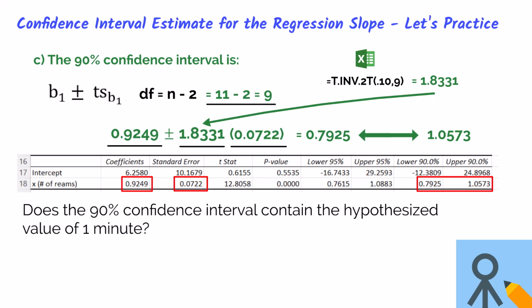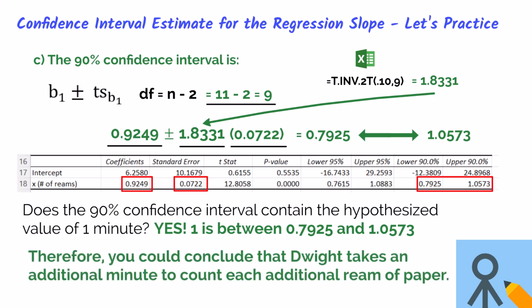Okay, so let's interpret the results. Does the 90% confidence interval estimate contain the hypothesized value of 1 minute? Yes, 1 is between 0.7925 and 1.0573. Therefore, you could conclude that Dwight takes an additional minute to count each additional ream of paper.